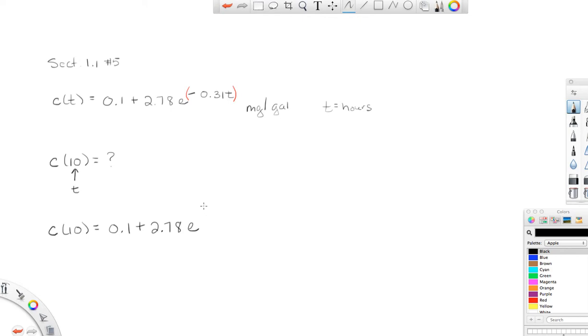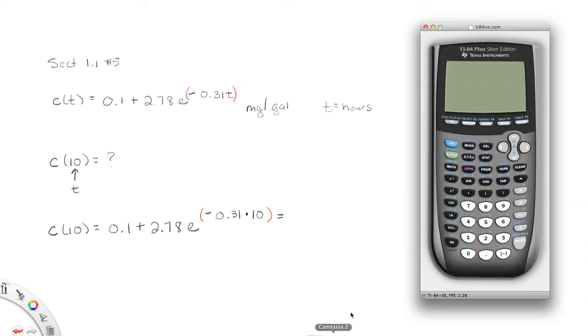Okay, and again, don't forget to put the parentheses. So I'm going to go ahead and put my parentheses in here, okay? And then that's going to be negative 0.31 times 10. Okay. All right, now let's go to our graphing calculator.